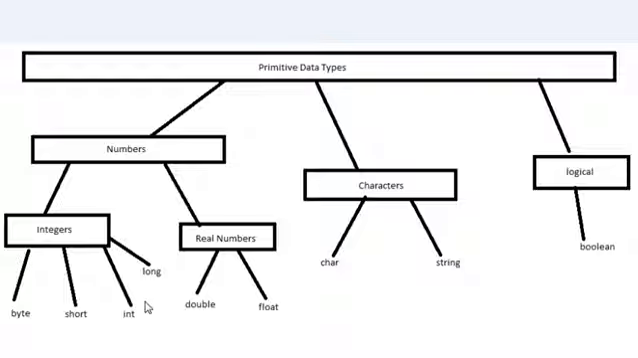And an int data type is 32-bit, and it can have a minimum value of negative 2,147,483,648, and the maximum value is 2,147,483,647. And over here we have long. Now what long is, it's pretty much self-explanatory. It's a long integer. It's a 64-bit type, and it can have a maximum value of let's see, 9.